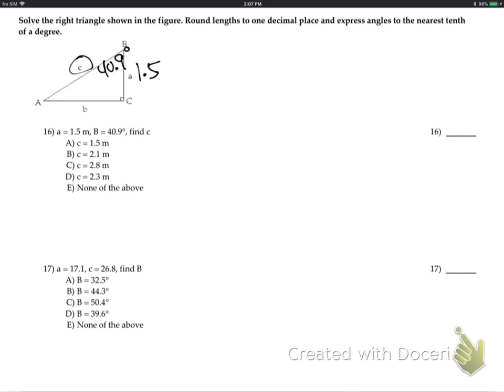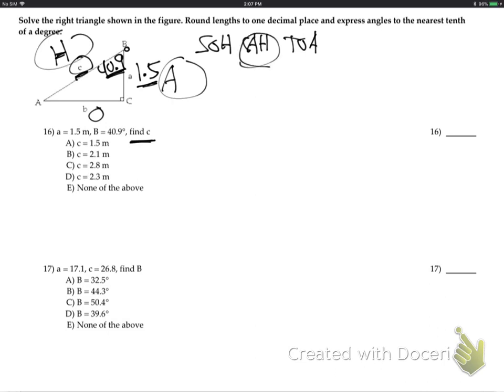So remember SOHCAHTOA, right? What trig relationship involves this angle, this side, and that side? This is opposite, adjacent, hypotenuse, right? This is the side next to the big B, 40.9 angle. It's adjacent to it. The bottom is opposite of it. And of course, the C is always the hypotenuse. So if they want me to find C, then that's adjacent over hypotenuse. That's cosine. So cosine of 40.9 degrees is adjacent over hypotenuse.